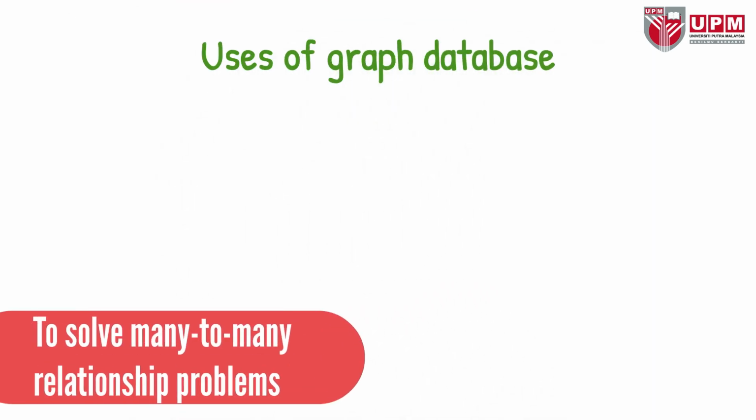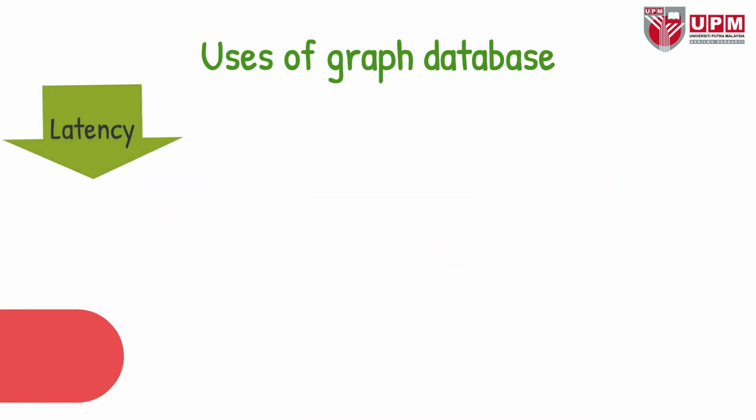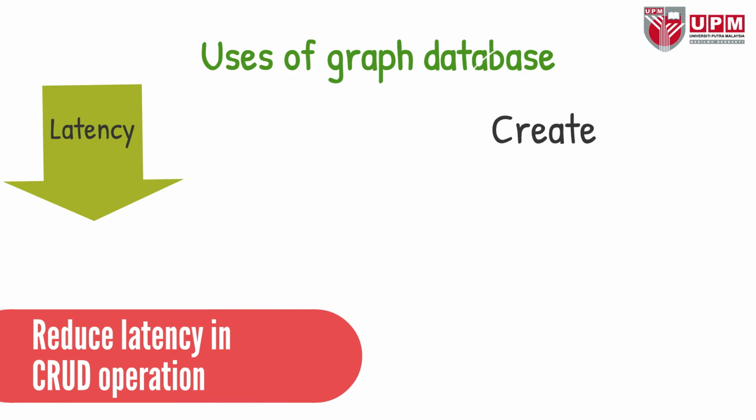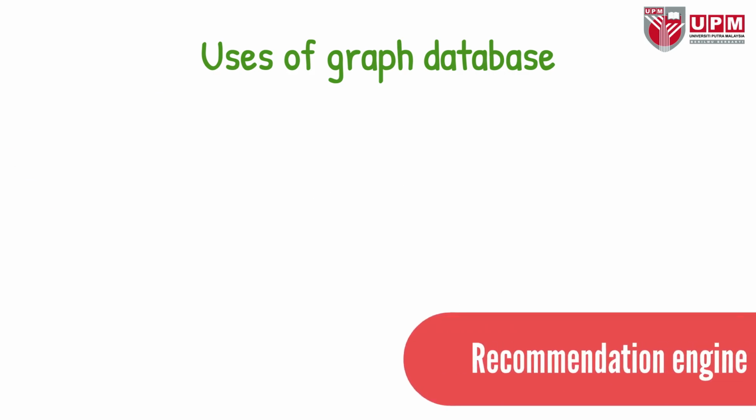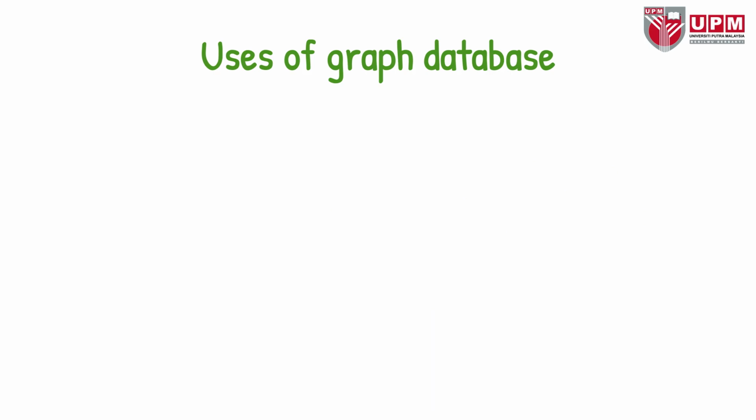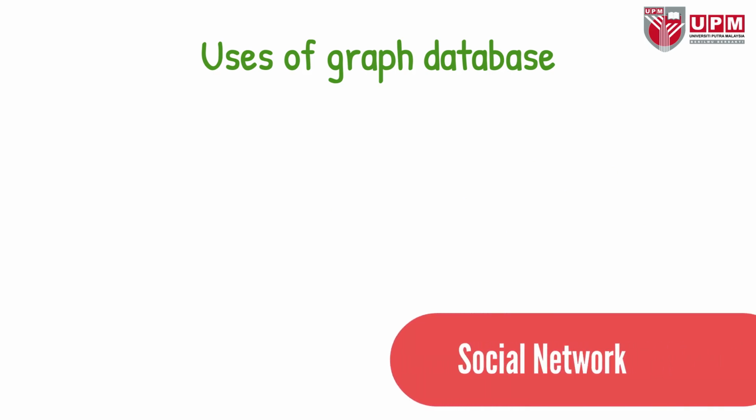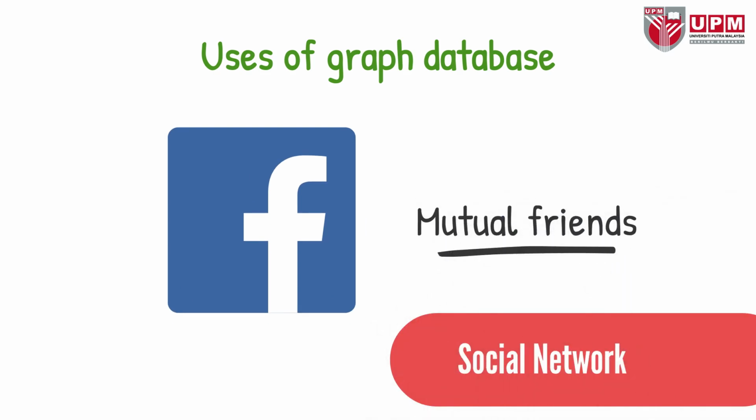The uses of graph databases: first, to solve many-to-many relationship problems. Second, it reduces latency in create, read, update and delete operations. Graph databases are used in recommendation engines such as 5-star ratings. It will do the comparison among the restaurants and show the top 3. Graph databases are also widely used in social networks such as Facebook. This is how we can know the number of mutual friends.